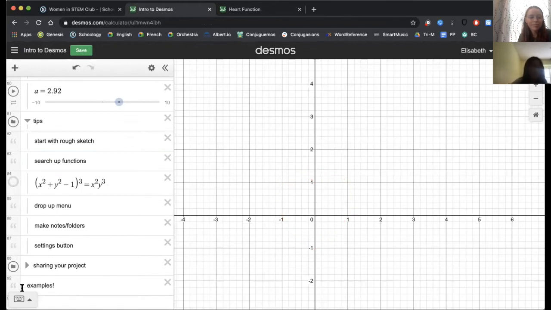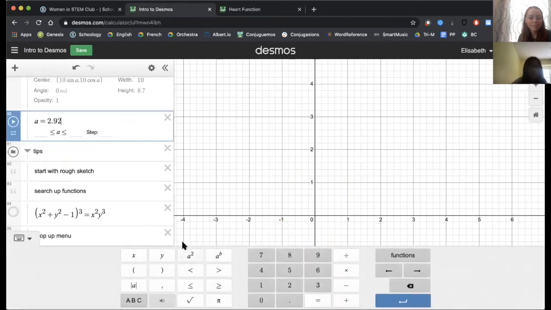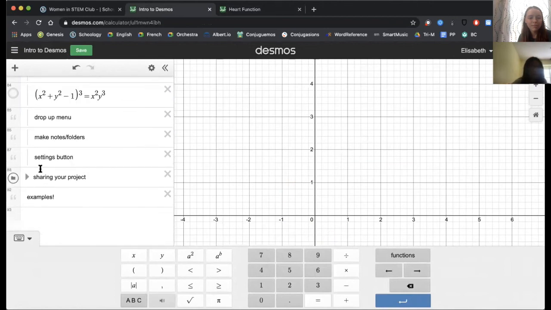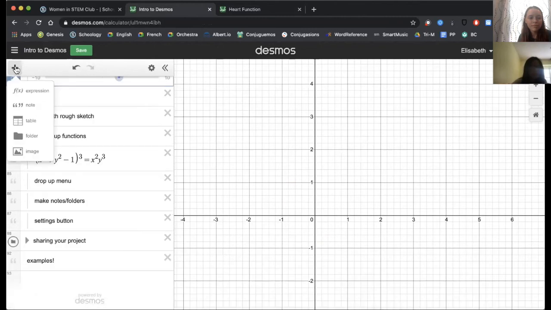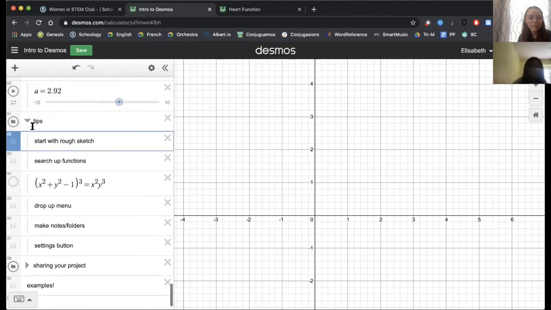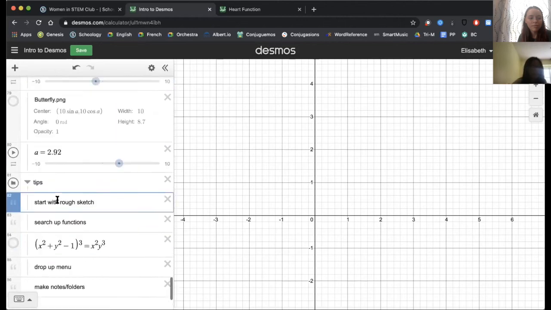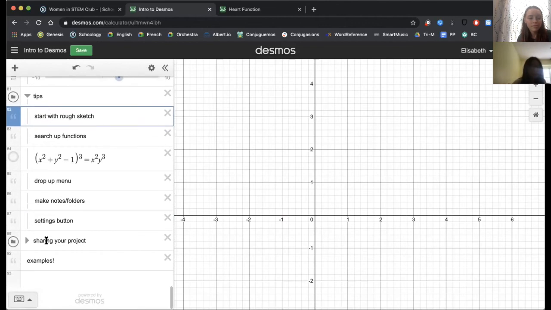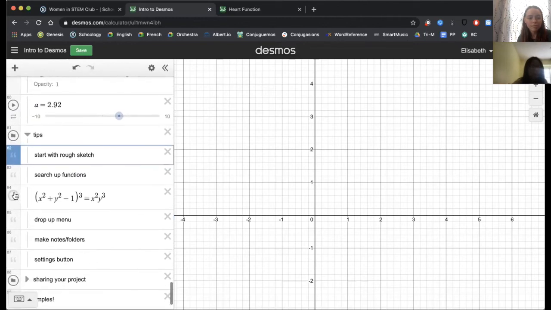You can also use this drop-up menu to access a variety of functions. And you can also use this plus button to make different things, such as notes and folders. You can see I've been utilizing them well. This is a note, and this is a folder, and it's expandable so that you can group your functions together however you want. And the settings button allows you to do plenty of things as well.